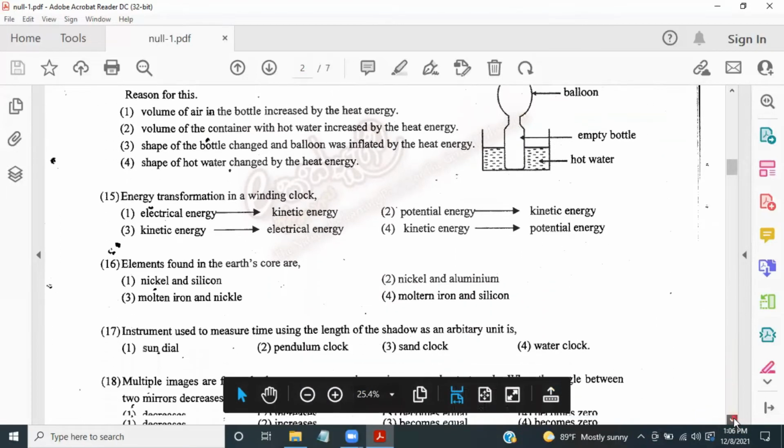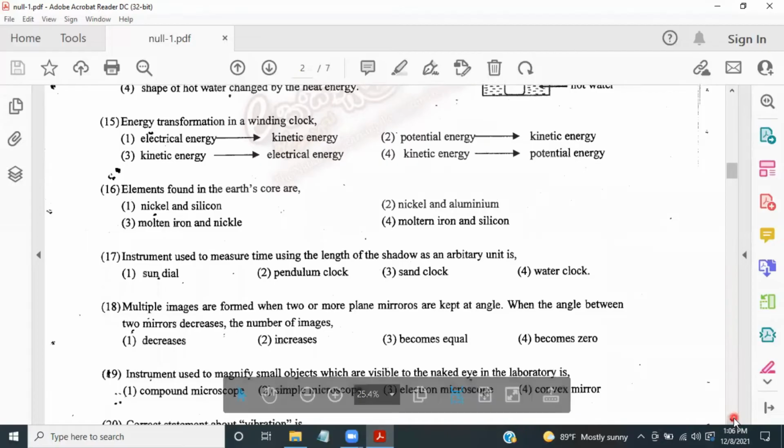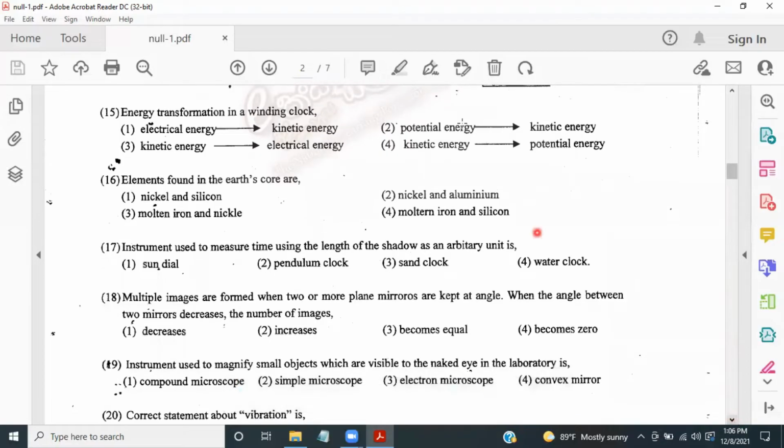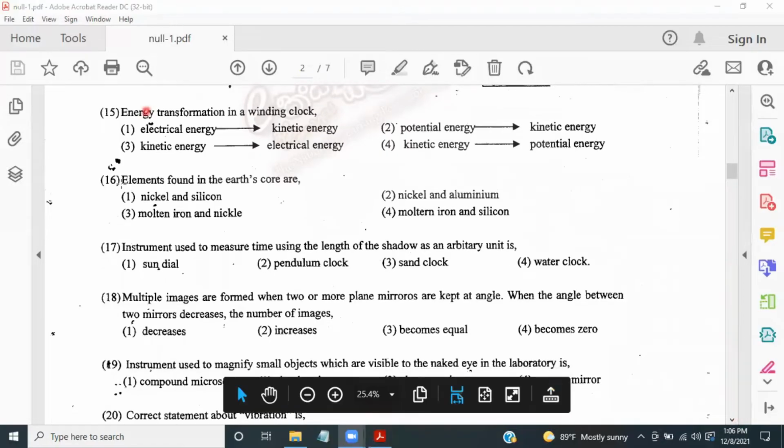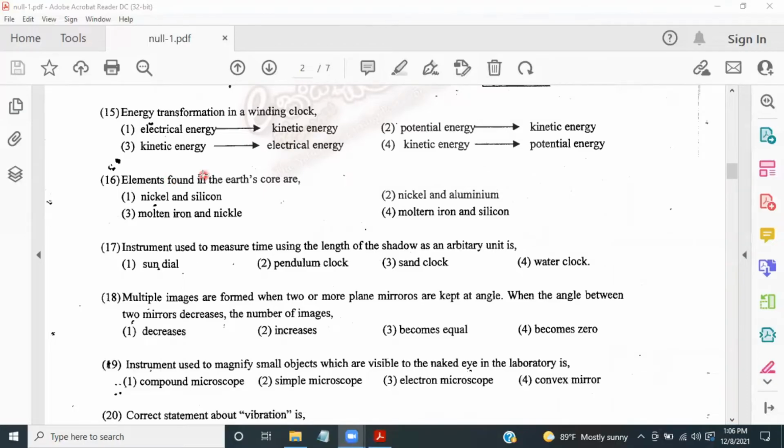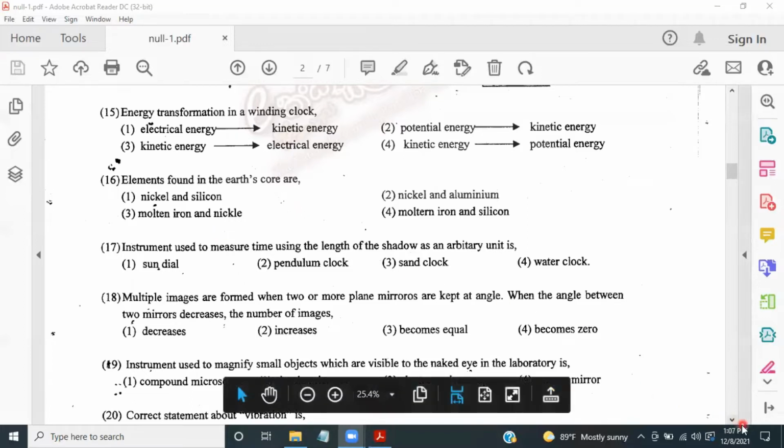15. Energy transformation in a winding clock. For the winding clock, we supply electricity and the hands of the clock rotate. It is moving, so the electric energy is converting into kinetic energy. Elements found in Earth's core: answer number 3, molten iron and nickel.